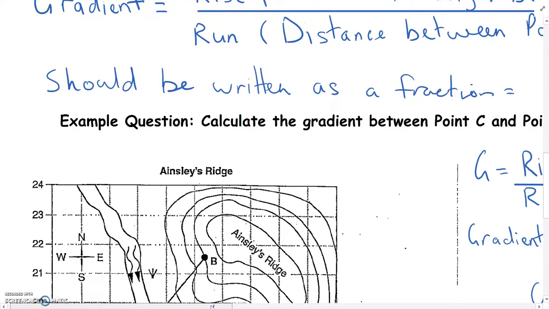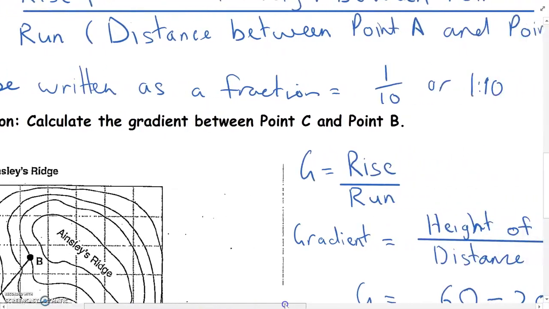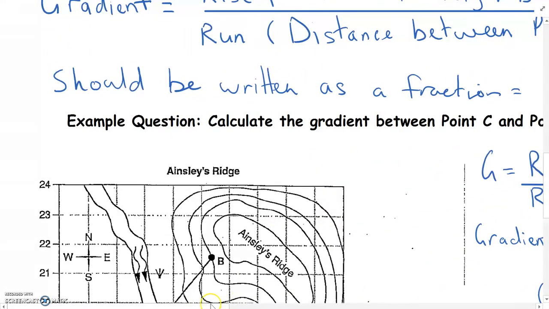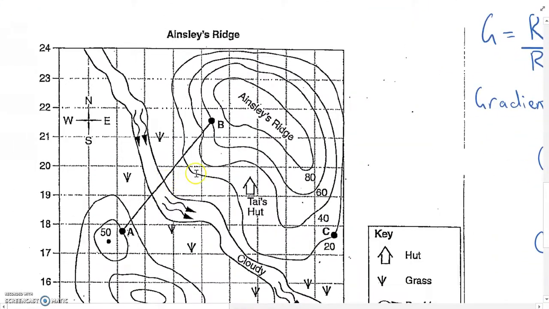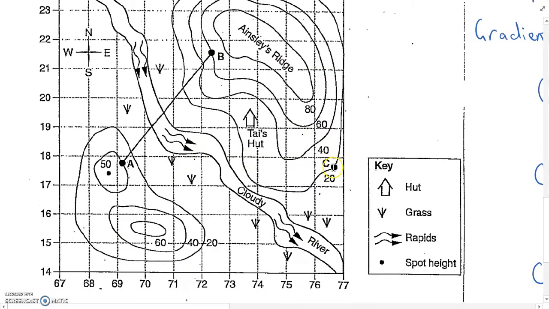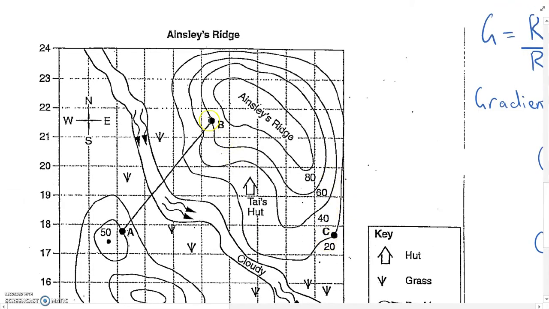So the example question is this: calculate the gradient between point C and point B, remembering that our formula is rise over run. Okay, so we have point C here, and we have point B here. The height of point C is 20 meters. The height of point B, if we use our contour line and follow the line around, looks like 60 meters. So, point B is 60 meters, point C is 20 meters.